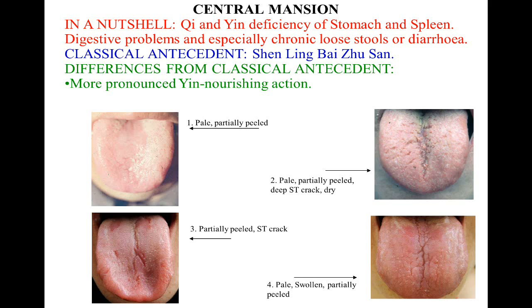But a particularly characteristic tongue would be partially without coating. And Shenling Baizhusan is a great formula. I use it a lot. And Central Mention has not been changed very much, as you can see there from the writing in green, has some slightly more yin nourishing herbs.